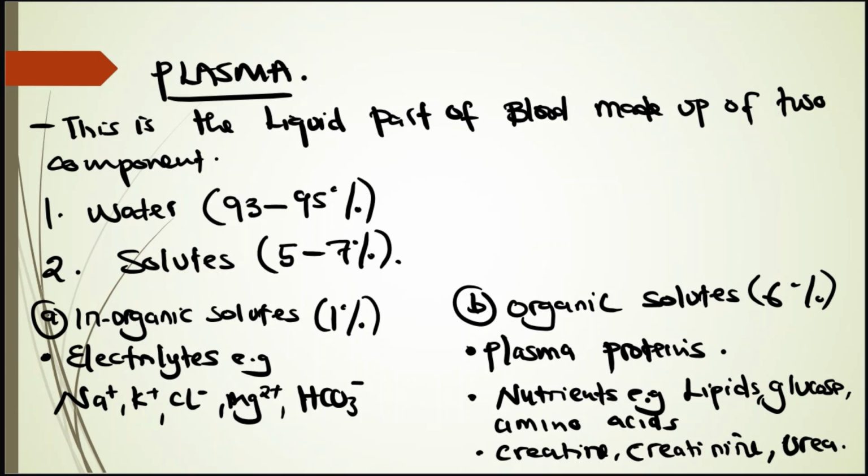All right, so these are the two components of plasma. Water, 93 to 95%. Solutes, 5 to 7%. Solutes are inorganic solutes and organic solutes. Now let's look at plasma proteins, the proteins that are found in the plasma.